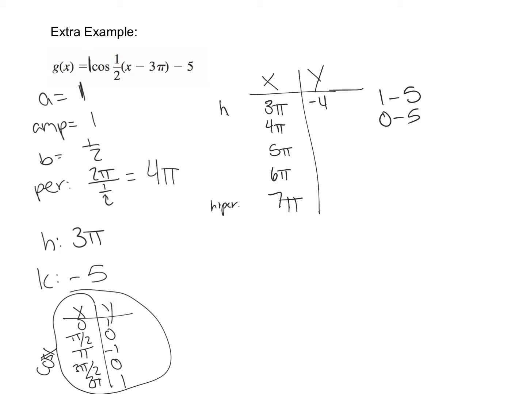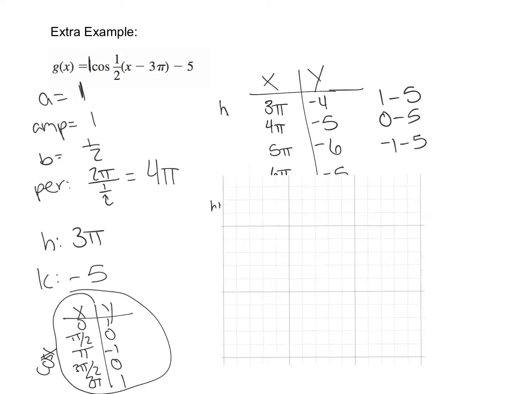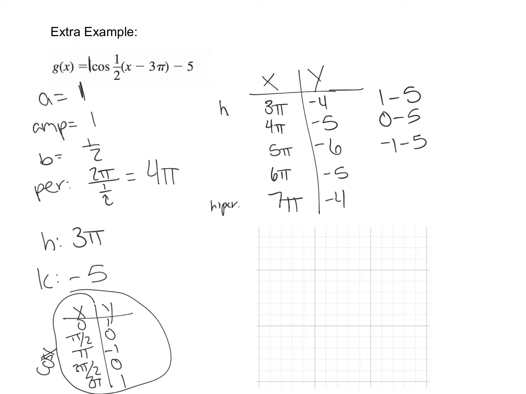0 minus 5, -1 minus 5, and then 0 minus 5 is -5, and then 1 minus 5 is -4. So there are our 5 points. Should say there are our 5 points. Once again, not an English teacher. Okay, so this one, we're going from 3 pi to 7 pi.